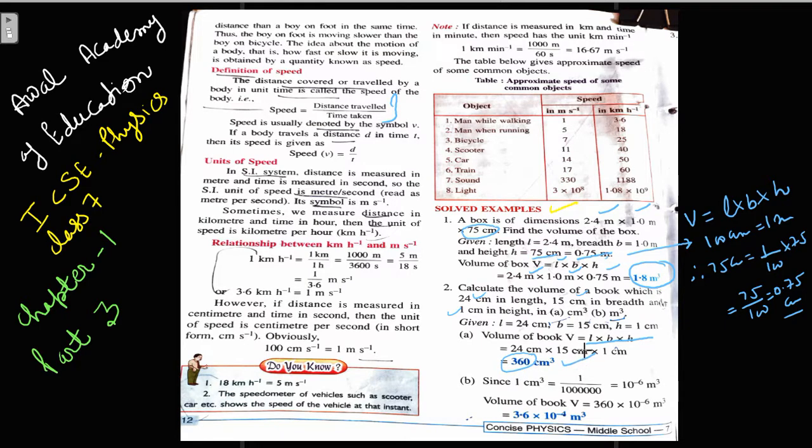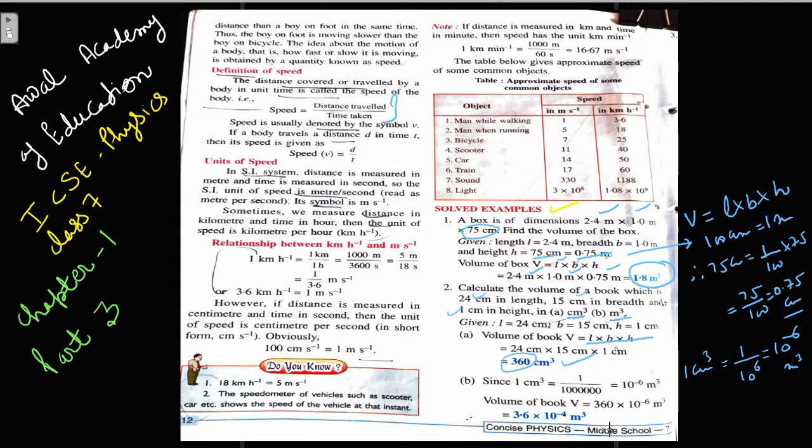Next. It's breadth and height, and the answer has been given in centimeter cube and meter cube. So centimeter cube up to here. Now we will convert this centimeter cube into meter cube. So we know 1 centimeter cube equal to 10 raised to power minus 6 meter cube, as I have told you earlier.